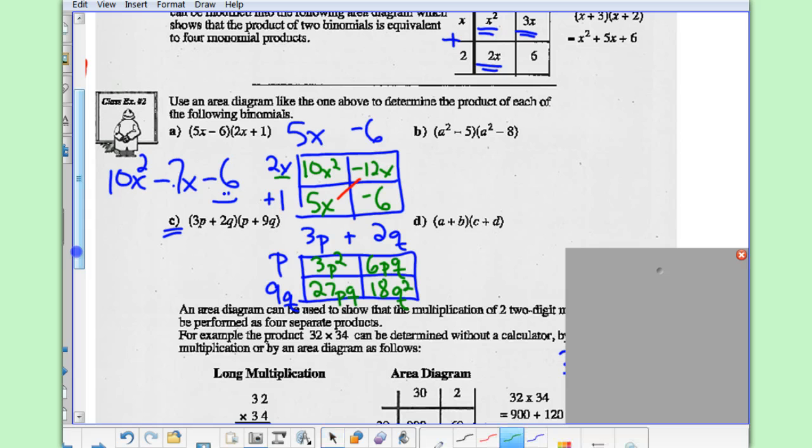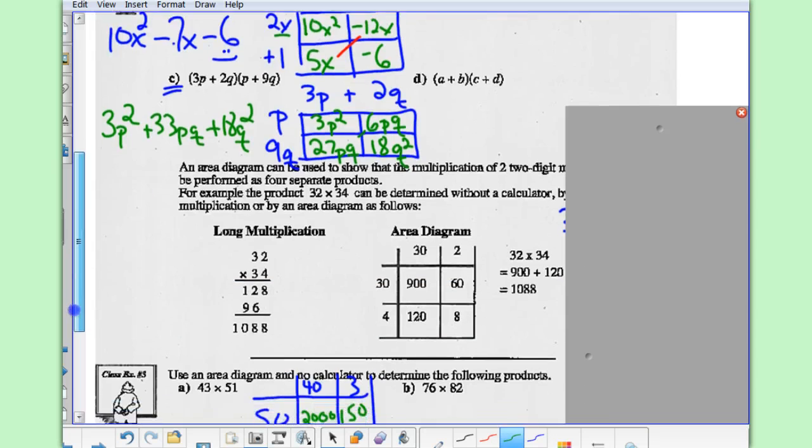Final answer, we collect our like terms, and you can see in the diagram that the pq terms are always diagonal, like terms are diagonal. So final answer, what's the question's answer? 3p squared, 27 plus 6 is plus 33pq. And lastly, you've got 18q squared. There is your trinomial that it's equal to, right?